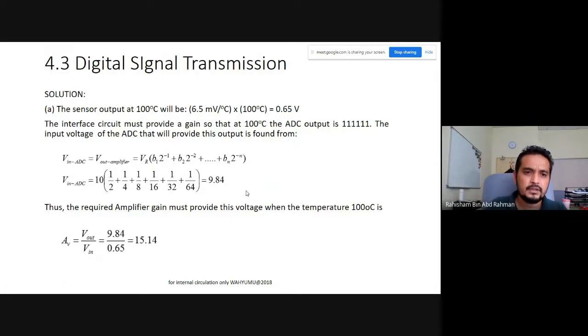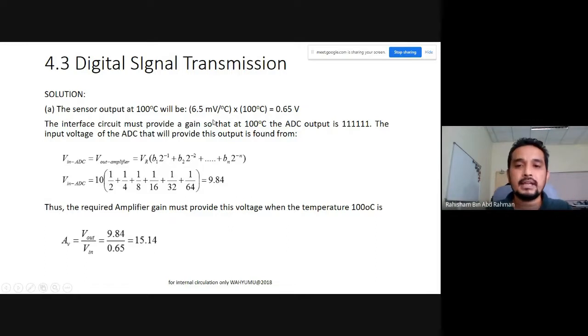first, the sensor output. The sensor output at 100 degrees Celsius will be, with 6.5 millivolt per degree Celsius, for the maximum of 100 we simply multiply by 100. That will give us the maximum voltage of 0.65 volt. At 1 degree Celsius it gives us 6.5 millivolt, so 100 times greater, we simply multiply and we will have 0.65 volt.